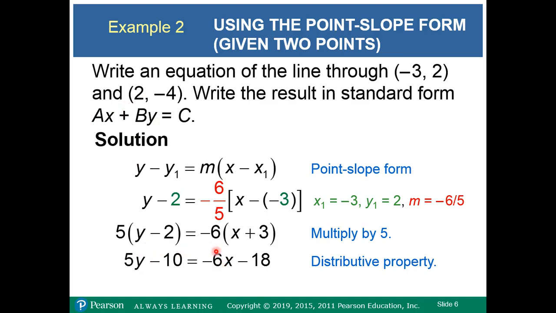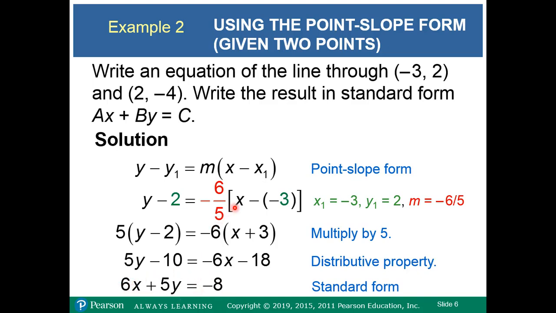So now we're going to move all the x and the y over here. So we're going to move the x, which means we're going to add 6x to both sides, and then we need to move the constants over here. So we're going to add 10 to both sides. Okay, and we get this. So this is our standard form, and we're done.